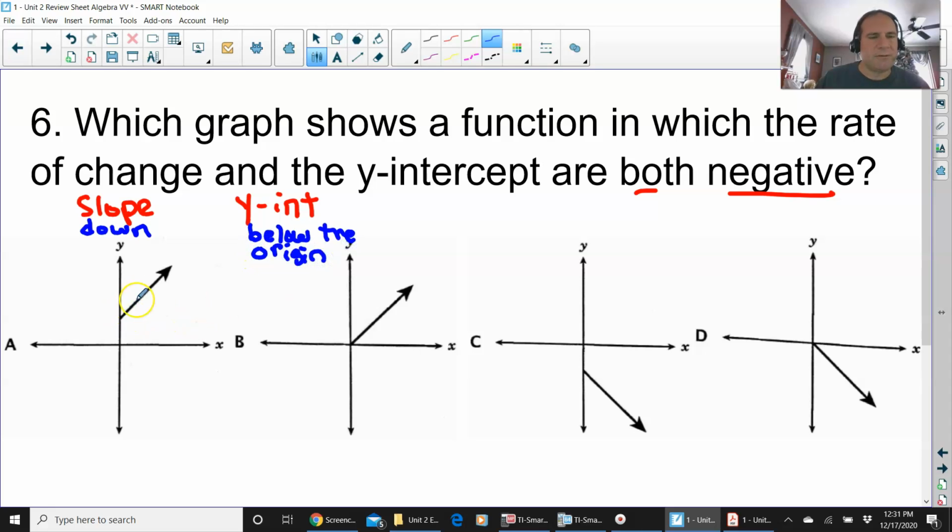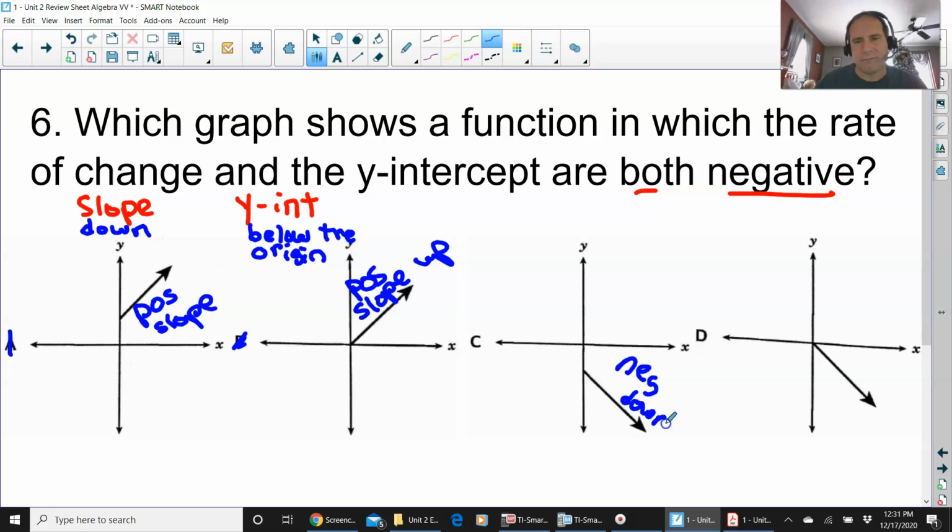Okay, this is going up. This is a positive slope. That's out. Here's a positive slope. That's going up. That's out. Negative slope. Negative slope. Negative, it's going down. Negative, going down.